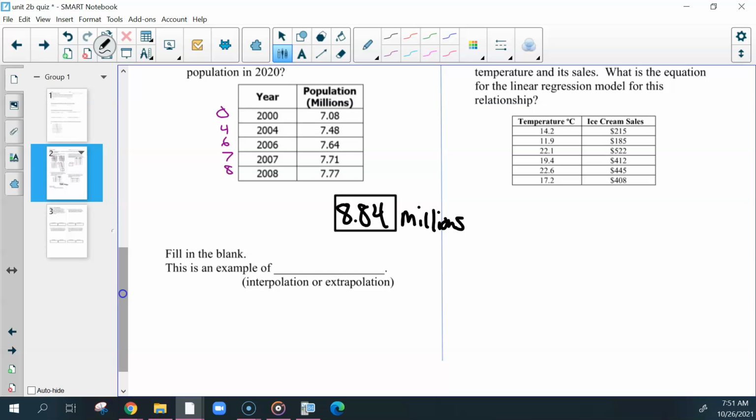If we're looking for the population in 2020, is that interpolation or extrapolation? Extrapolation, because it's not inside the data, it's outside the data. If it was like 2005, that would be inside the data, or 2001, 2002, 2003. Anything that's not there but would be within those data sets.